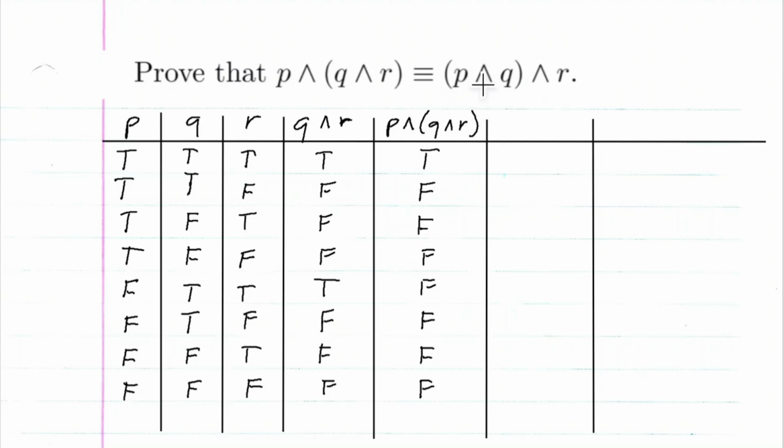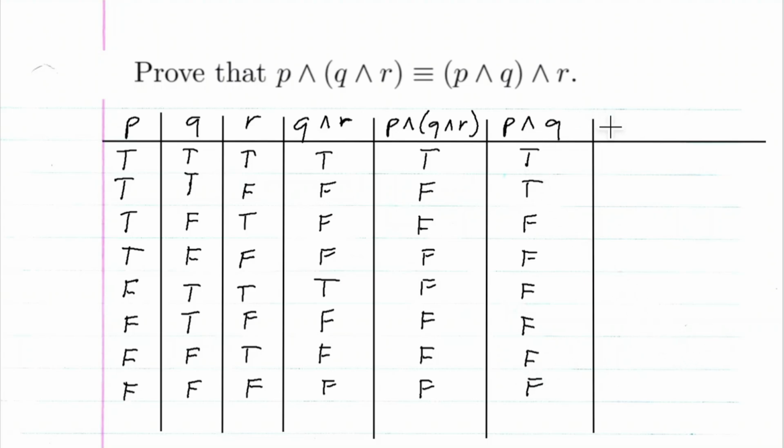So now I'm going to do this side. I'm going to do first P and Q. So true, right? True and true is true. And then the rest are false, right? Because I have at least one false in the rest of them. So false, false, false, false, false, and false.